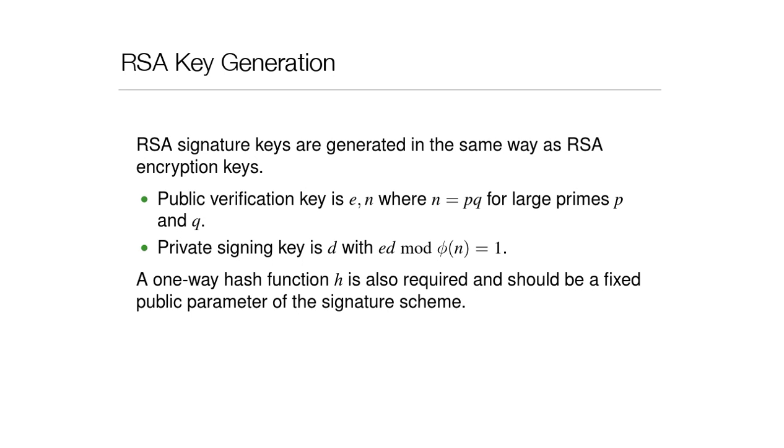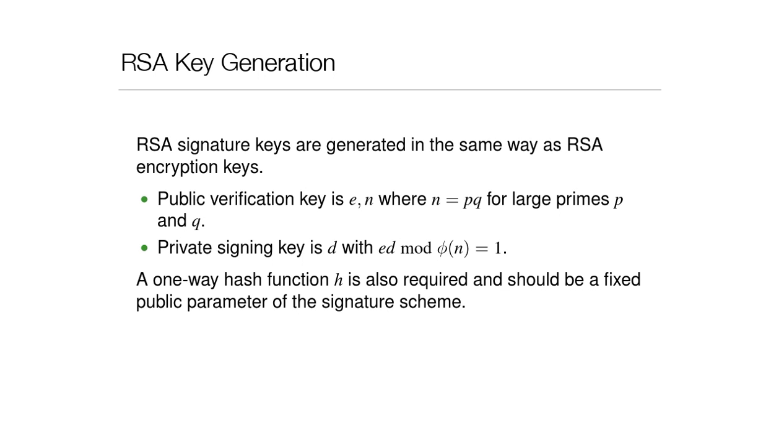We know that the public verification key is the value E and N, where N is P times Q for large primes P and Q, and the private signing key is D, such that E times D mod phi(N) equals 1. A one-way hash function H is also required, and it should be a fixed public parameter of the signature scheme. That means the hash function should be a public function.